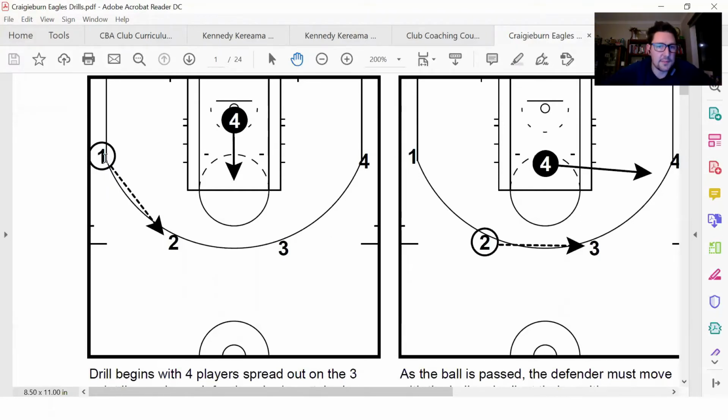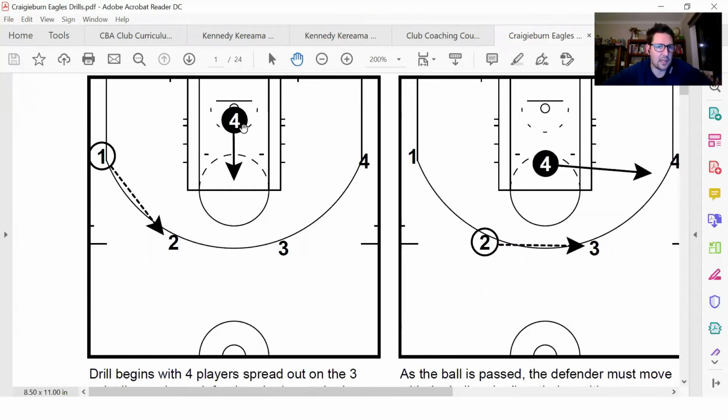Player 1 starts with it. Because player 4 is guarding 4, they need to adjust their position to where they would be on the court. So if the ball was here in a game and there were all the players in the court, then player 4 would be in that low split or under the basket position. Then player 1 will pass to player 2.